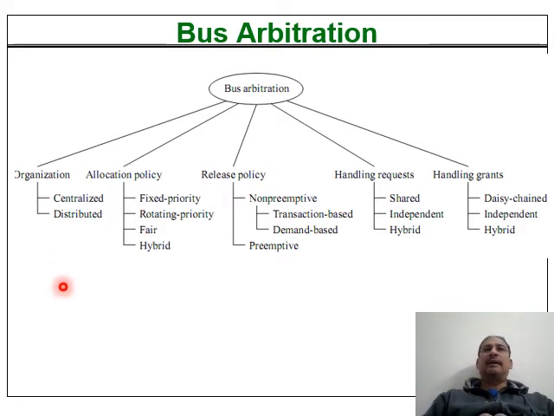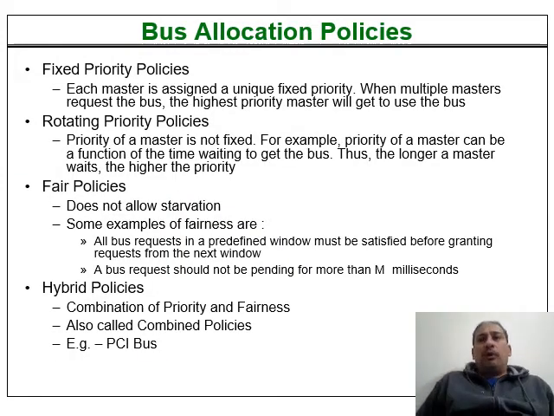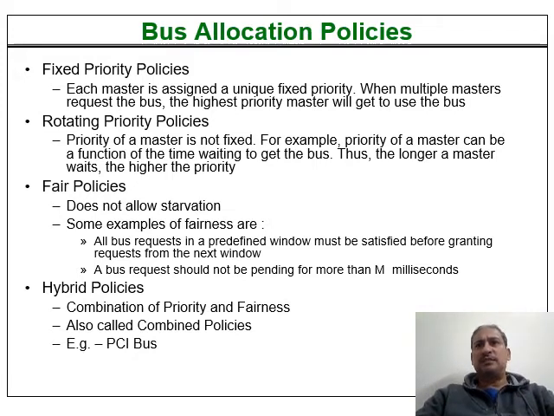Now, we have already talked about centralized versus distributed. Then there are other aspects over here. We have the allocation policies, we have the release policies, we have the request handling, we have the grant handling. Right? Let's talk about these. The allocation policy means which policy is being followed for allowing a particular device the control of the bus. Now, the first thing that comes to mind is priority, right?